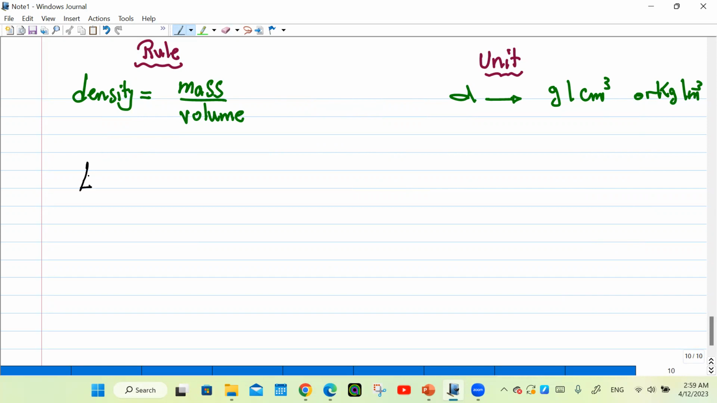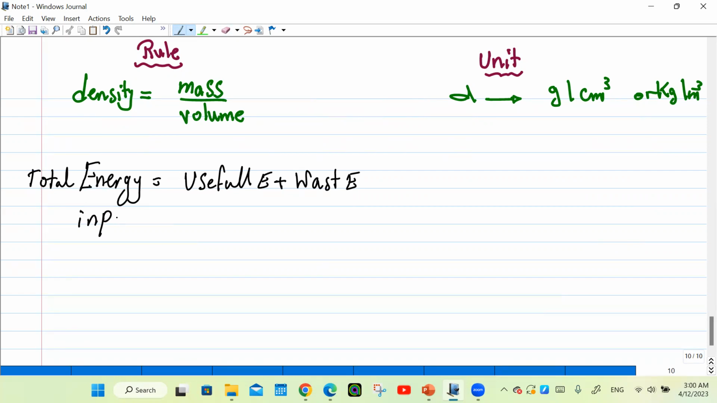And for energy, the total energy is equal to the useful energy plus the waste energy, or the dissipated one. And of course, the input energy must equal the output energy, and the unit of the energy is the joule.